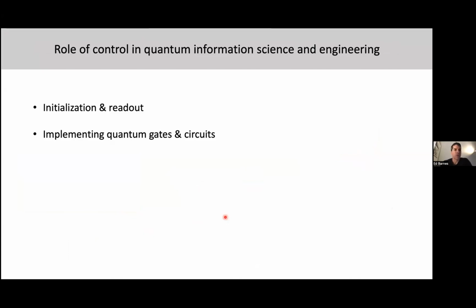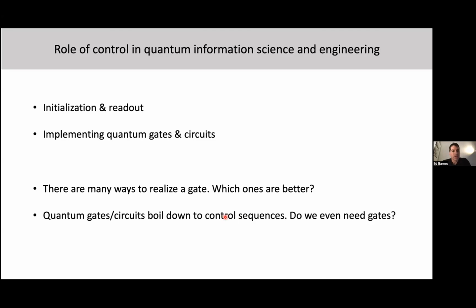So we're used to thinking about the role of control in quantum information science as being doing things like initialization and readout of qubits, or implementing quantum gates and circuits as needed for various algorithms. But I think an important point for this talk will be that there are many ways to realize a gate. We can use different waveforms, different control schemes to implement the same gate in many different ways. And an obvious question is which way is better compared to others. And we'll see, especially in the latter part of the talk, how we can use smart choices of control waveforms to combat noise while implementing some desired gate at the same time.